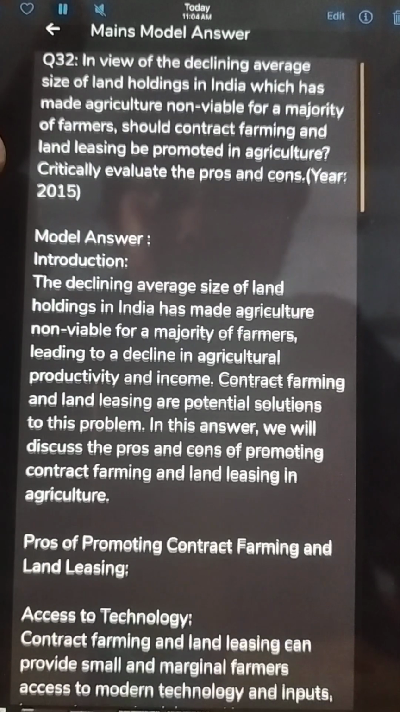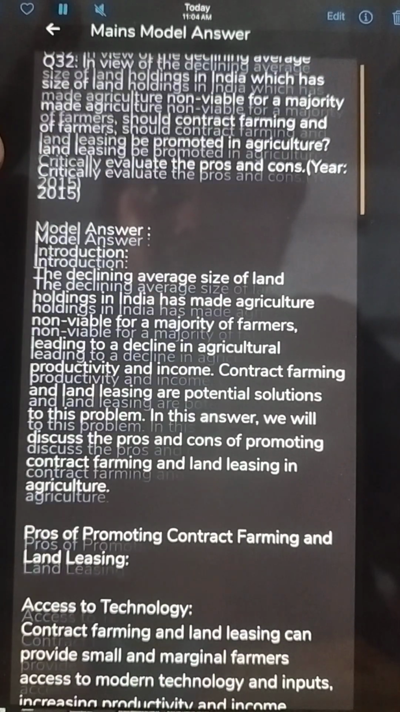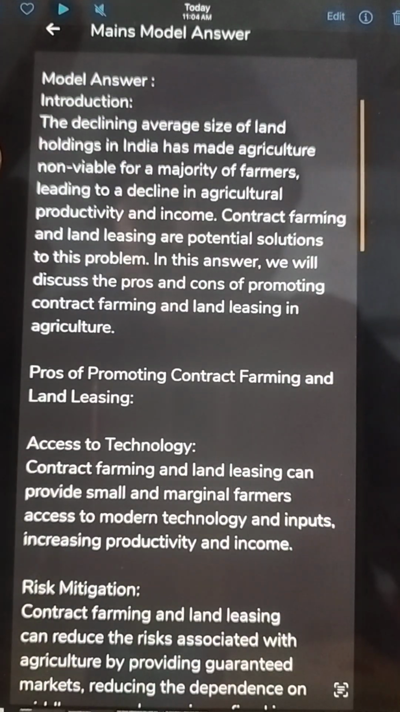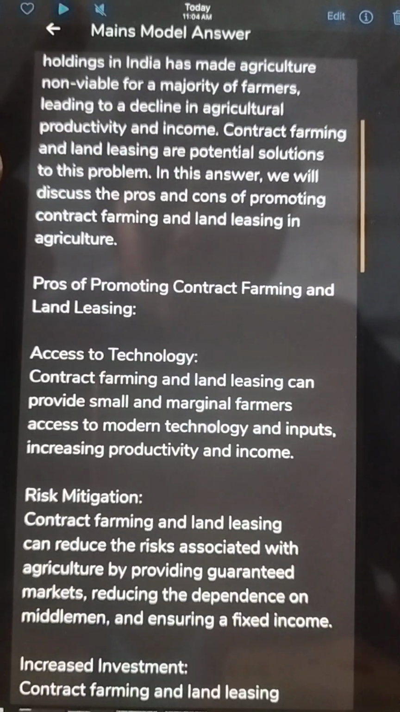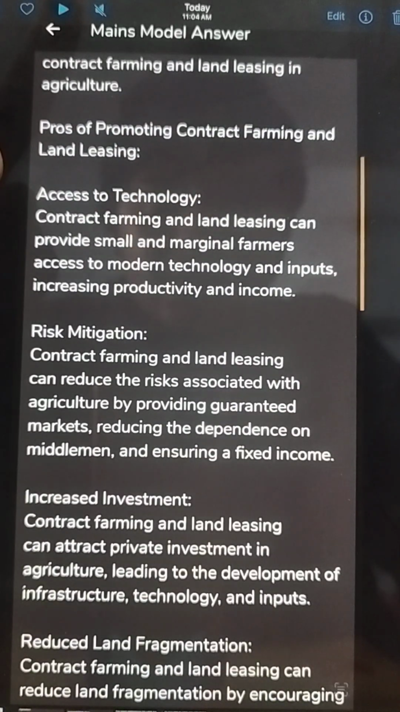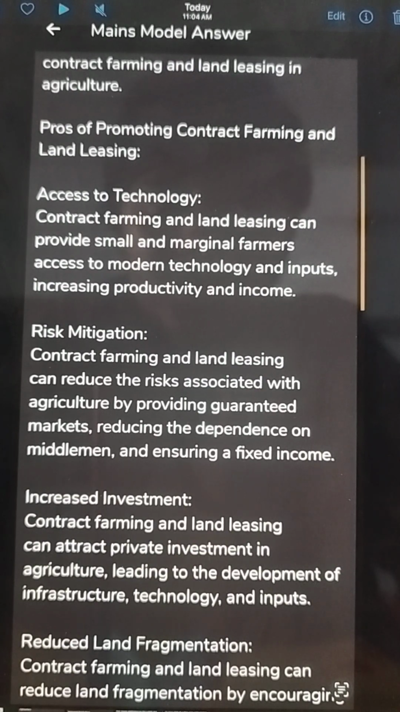Pros of promoting contract farming and land leasing. First is access to technology. Contract farming and land leasing can provide small and medium farmers access to modern technology and inputs, increasing productivity and income. Second is risk mitigation. Contract farming and land leasing can reduce the risk associated with agriculture by providing guaranteed markets, reducing the dependence on the middleman, and ensuring a fixed income.